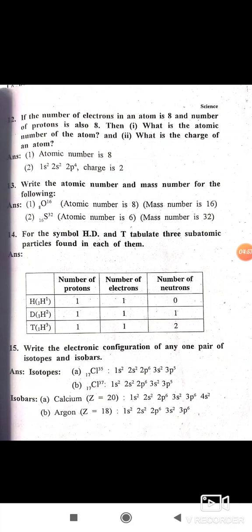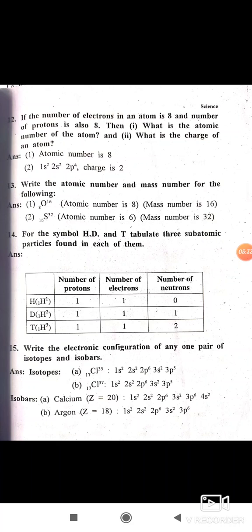Write the electronic configuration of any one pair of isotopes and isobars. Isotopes: chlorine with atomic number 17 and mass number 35, 1s2, 2s2, 2p6, 3s2 and 3p5. And chlorine with mass number 37, 1s2, 2s2, 2p6, 3s2 and 3p5. Total 17 electrons. So here it depends only on the atomic number, not on the mass number.